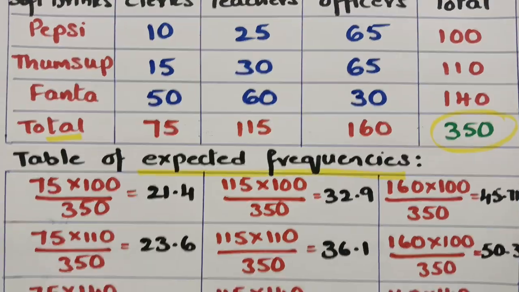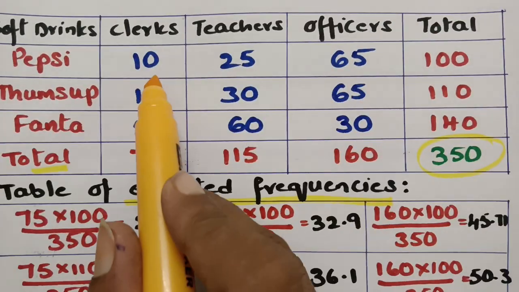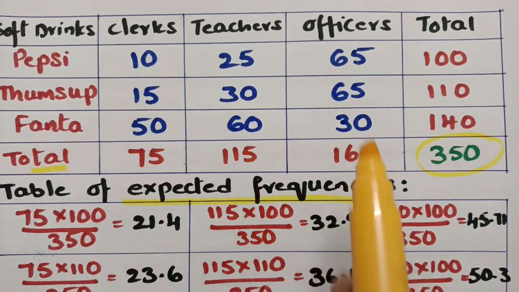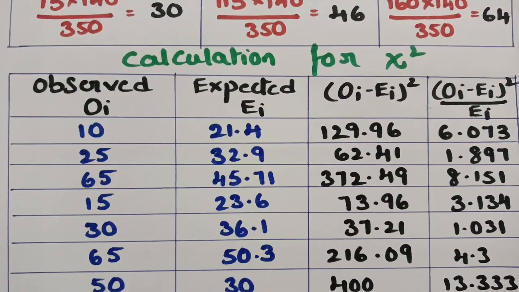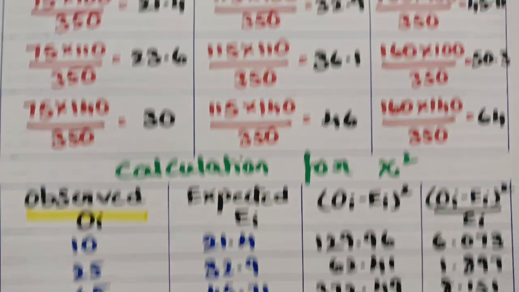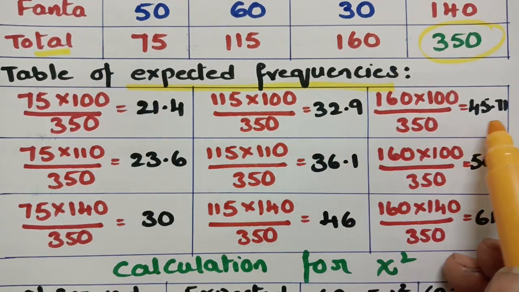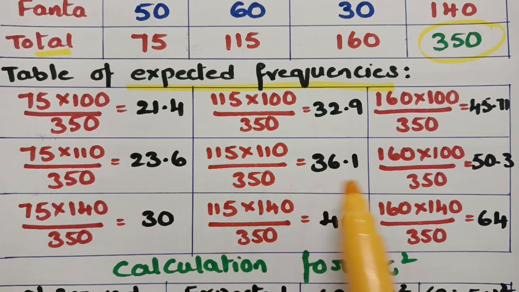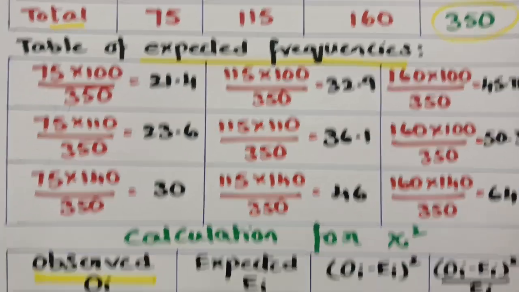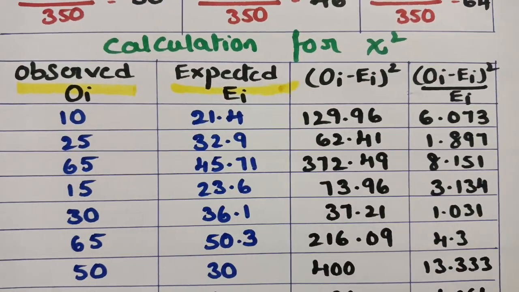Now we are going to find out the value of chi-square. Here the observed values are from the table, that is 10, 25, 65, 15, 30, 65, 50, 60, 30. We place them in the first column, and these will be the observed values. And here are the expected frequencies: 21.4, 32.9, 45.71, 23.6, 36.1, 50.3, 30, 46, and 64. We place them in the second column.